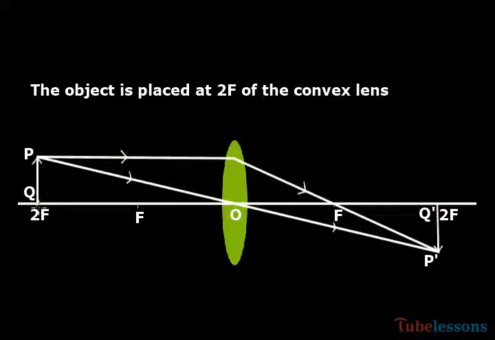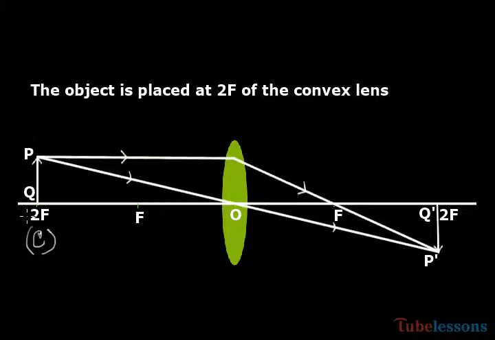Now our third case. Move forward on 2F. The object has been placed on 2F, and you know 2F is double the focal length. It is center of curvature. Center of curvature is, I am again saying, placed at a point double the focal length. So the object is on center of curvature or 2F.